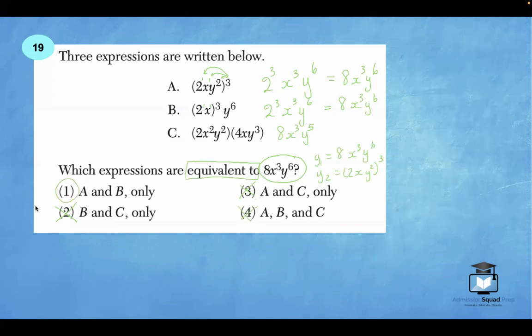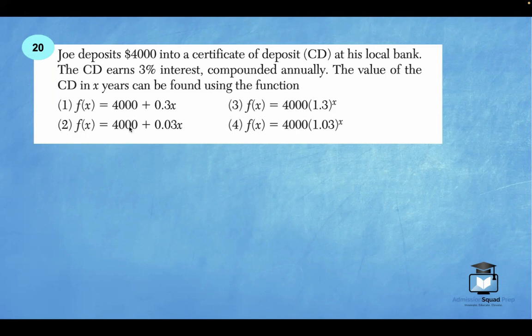All right, let's continue. Number 20, Joe deposits $4,000 into a certificate of deposit. So that's the initial amount. The CD earns 3% interest. So we're going to have 1 plus 0.03 compounded annually. The value of the CD in x years can be found using the function, right? So we're going to have f of x equals, and this is going to be our answer.